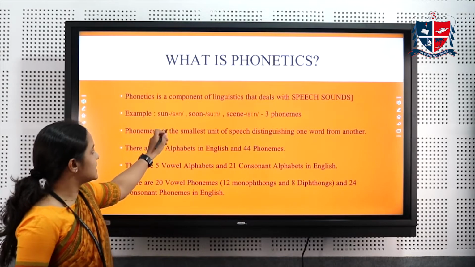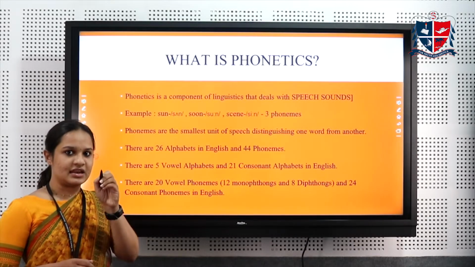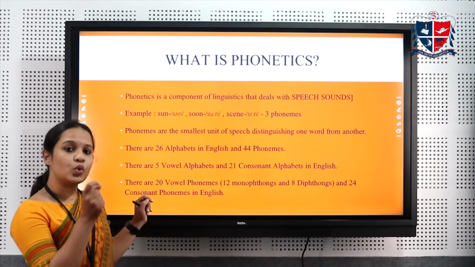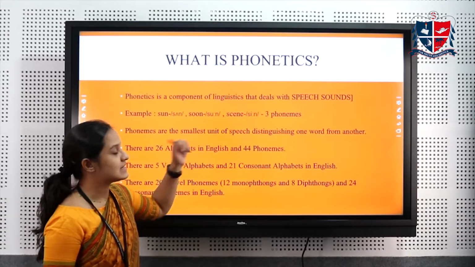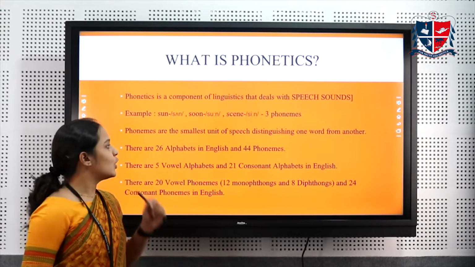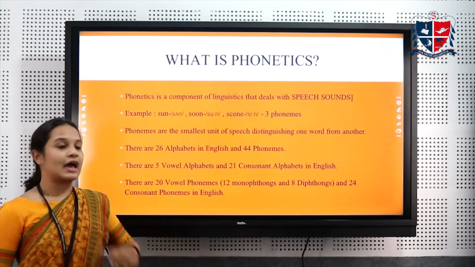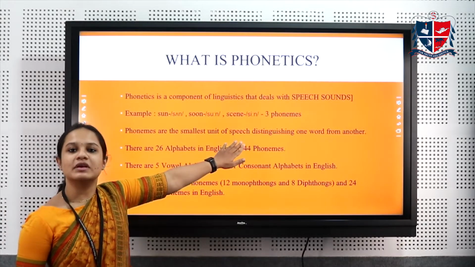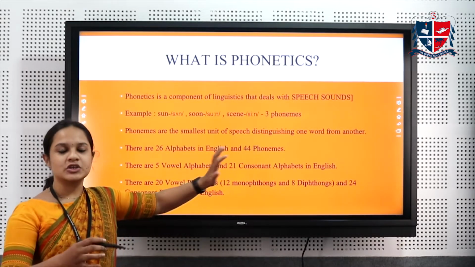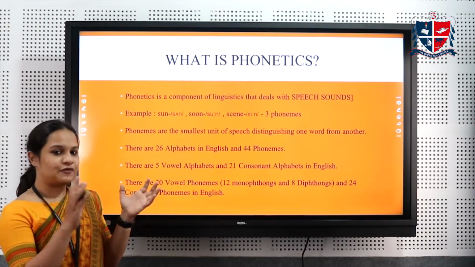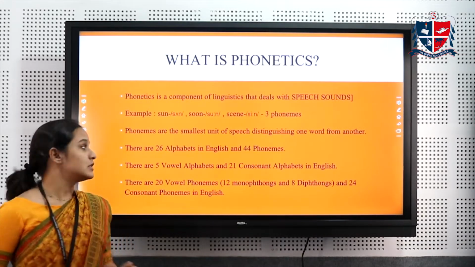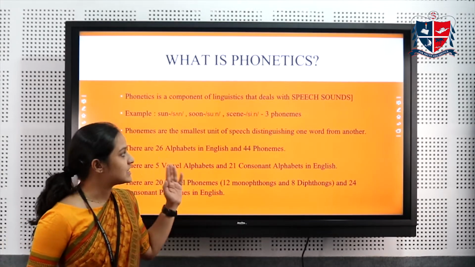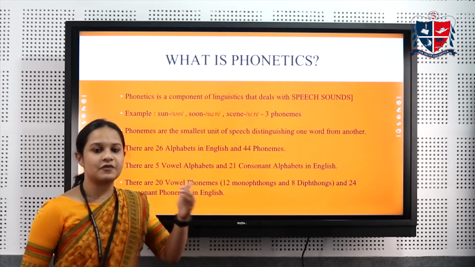See, for sun, you have S-A-N. Okay, sun. And in soon, it's S-U-N. And in seen, it's S-E-N. Okay, so there are 3 phonemes, and in this one you have 3 alphabets, this one 4 alphabets, and in this one 5 alphabets. So I think you understood the difference between alphabets and phonemes. So what is phonemes? Phonemes are the smallest unit of speech distinguishing one word from another.